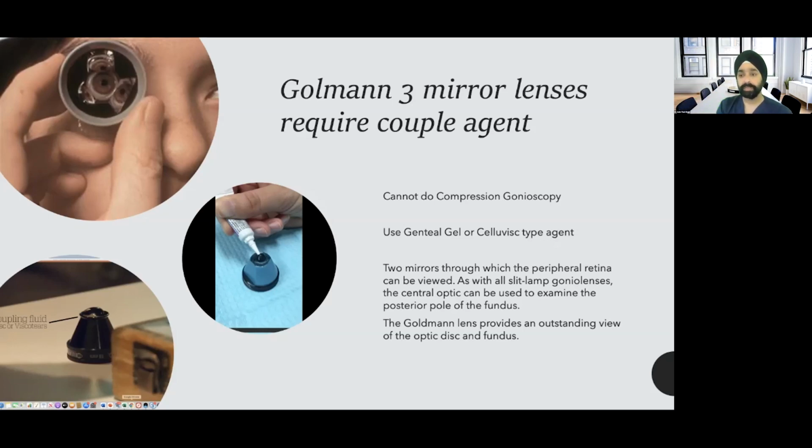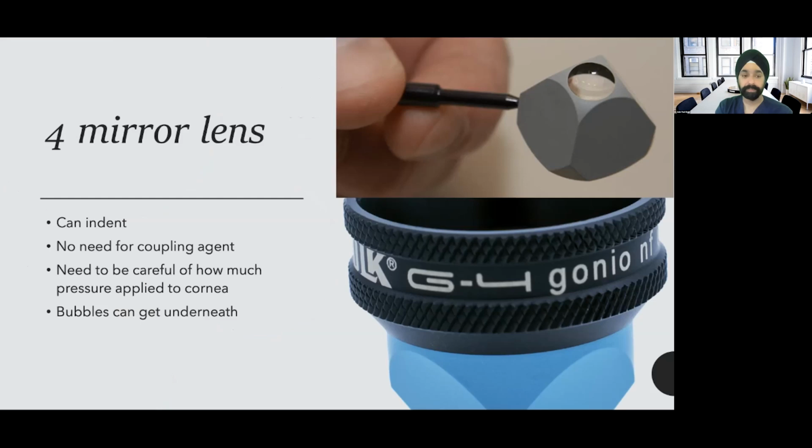What's also nice about this, if you have a heavy hand, let's say you like to push very hard, or the patient's not as cooperative sometimes, with a 4-mirror lens, because there's no coupling agent, it's easy to push too hard and to indent. That's a benefit of it. You can indent, and we'll talk about that, but sometimes you get corneal folds. With this type of 3-mirror lens having a coupling agent, it's more difficult to push too hard on the cornea and cause a difficult view. So it's a little easier for some people to get that nice view as well.